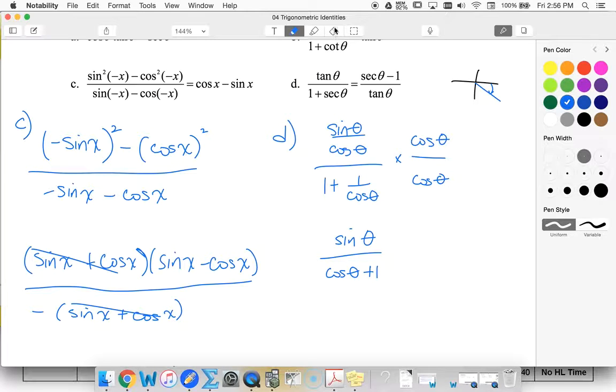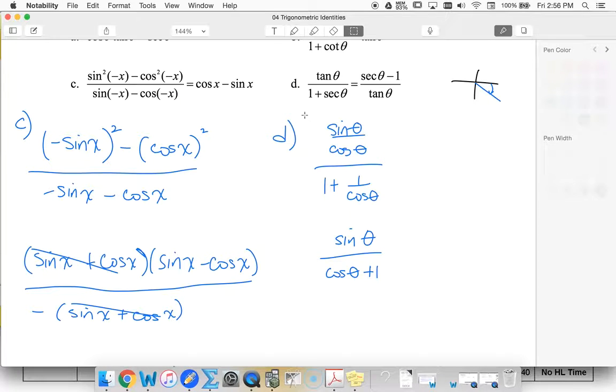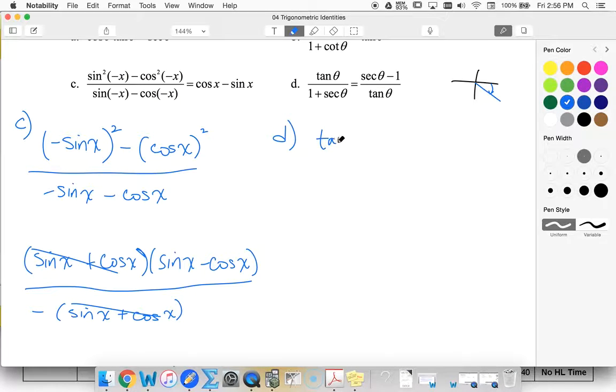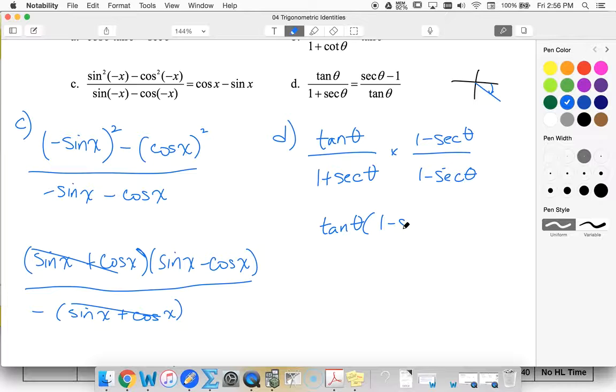So let's actually undo this and leave the original as it was, and instead multiply top and bottom by our identity. Sorry, not our identity. We're going to multiply top and bottom by 1 minus secant. And then this is nice because I'm pretty close to getting what I wanted over here. So I'll have tan theta times 1 minus secant theta over 1 minus secant squared theta.